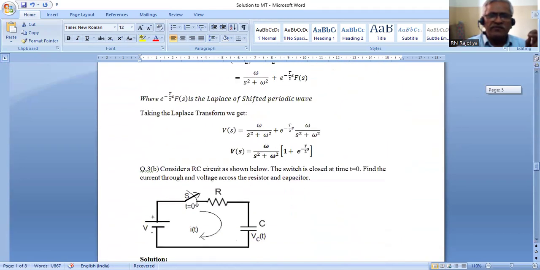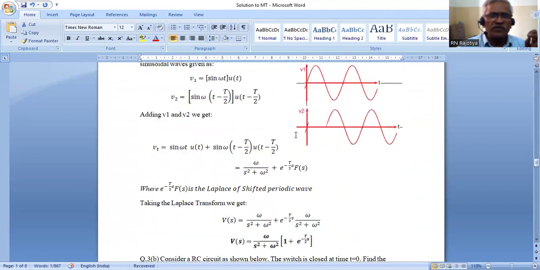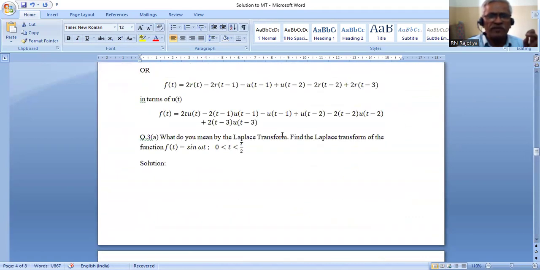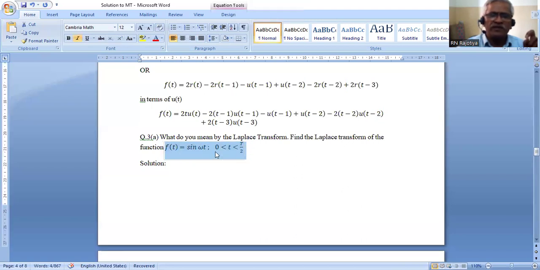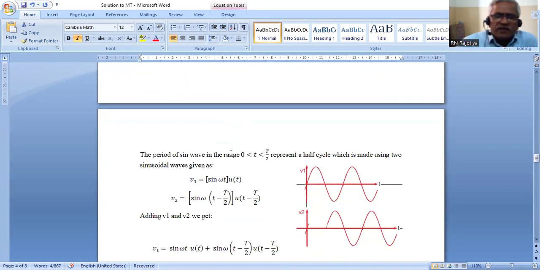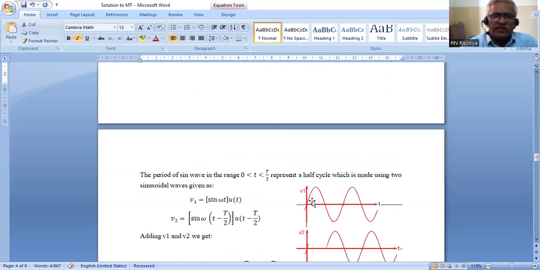Now, with that definition, let's come to the solution to the question. Find the Laplace transform of f(t) equals sine of omega t for t varying from 0 to T by 2. Let's see. It is a sine function. We know the sine function is represented this way. So it is 0 and the time T is here. T by 2 will be here.